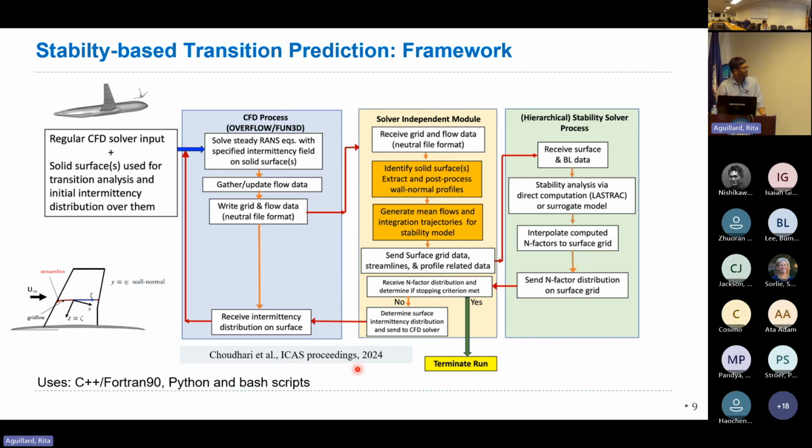And this is currently done through, as you can see, the solver itself is either C or Fortran; OVERFLOW is entirely Fortran. LASTRAC is completely C++, and PyLASTRAC is a Python-based script. And then on top of that we have an additional bash script, which automates the whole process, so that you give the inputs and say go, and then the entire process repeats for you automatically.